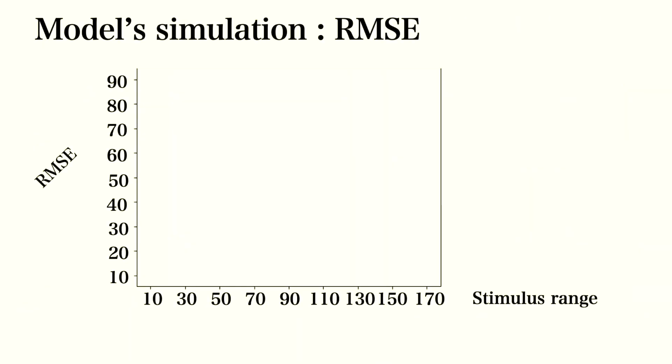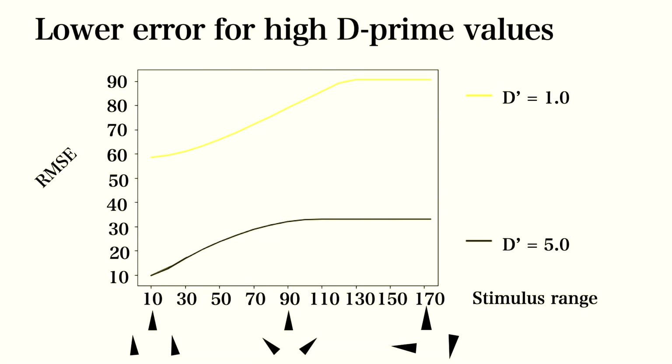Then we will look at the simulation of the model. This one is the root mean square error of the memory. The y-axis here represents root mean square error, and the x-axis represents the stimulus range. So the low range means that the stimuli are very similar to each other, and the high range means they are very different from each other. Each line here represents a different memory strength, or d prime. The high d prime values mean that memory is strong and less likely to be corrupted by noise.